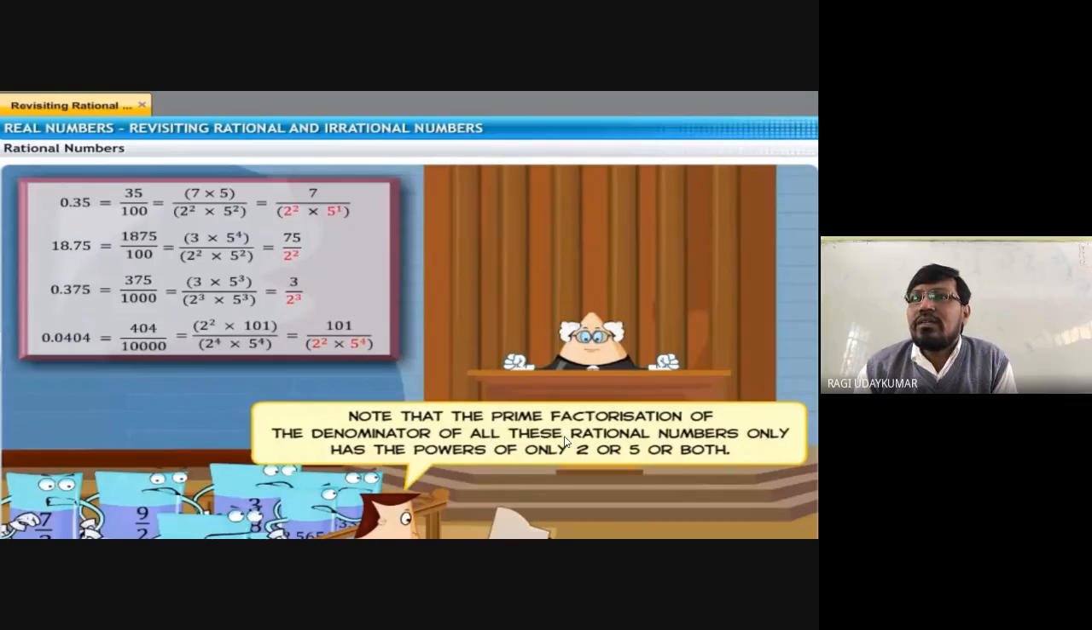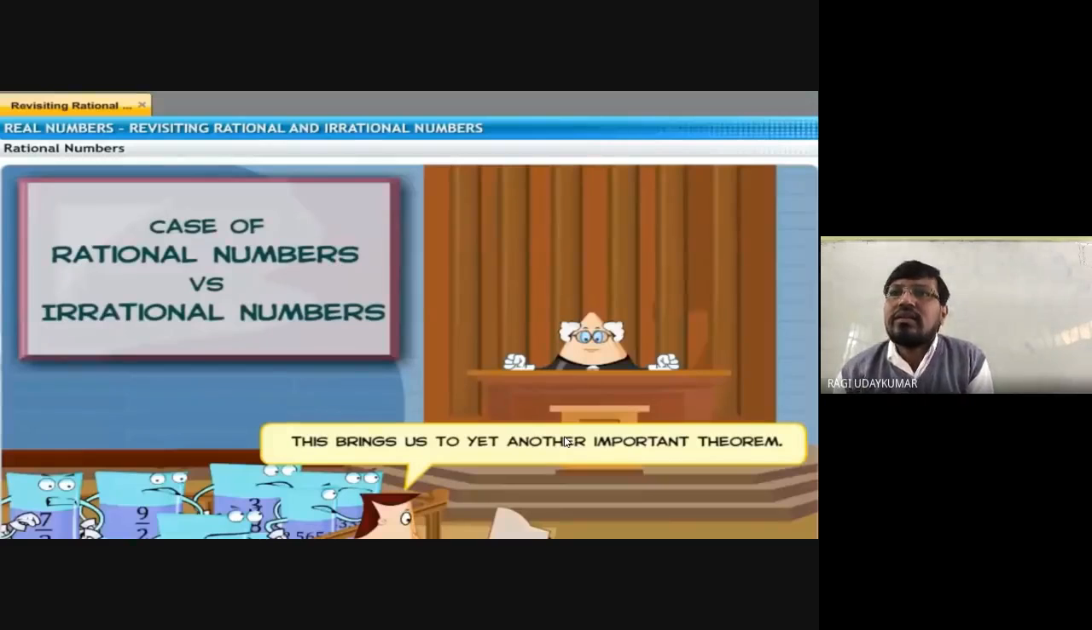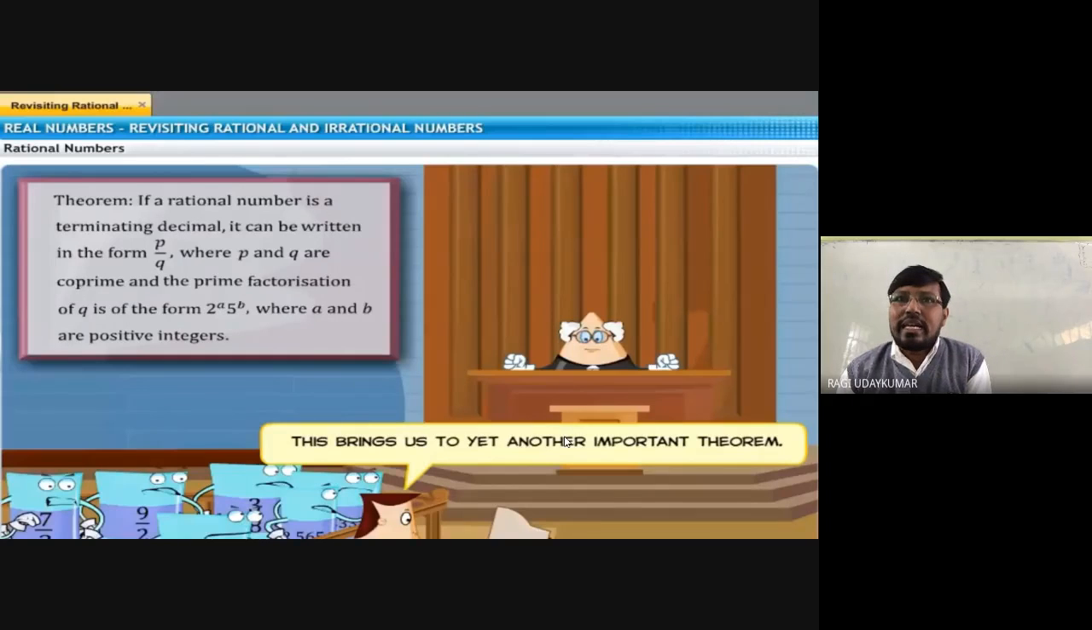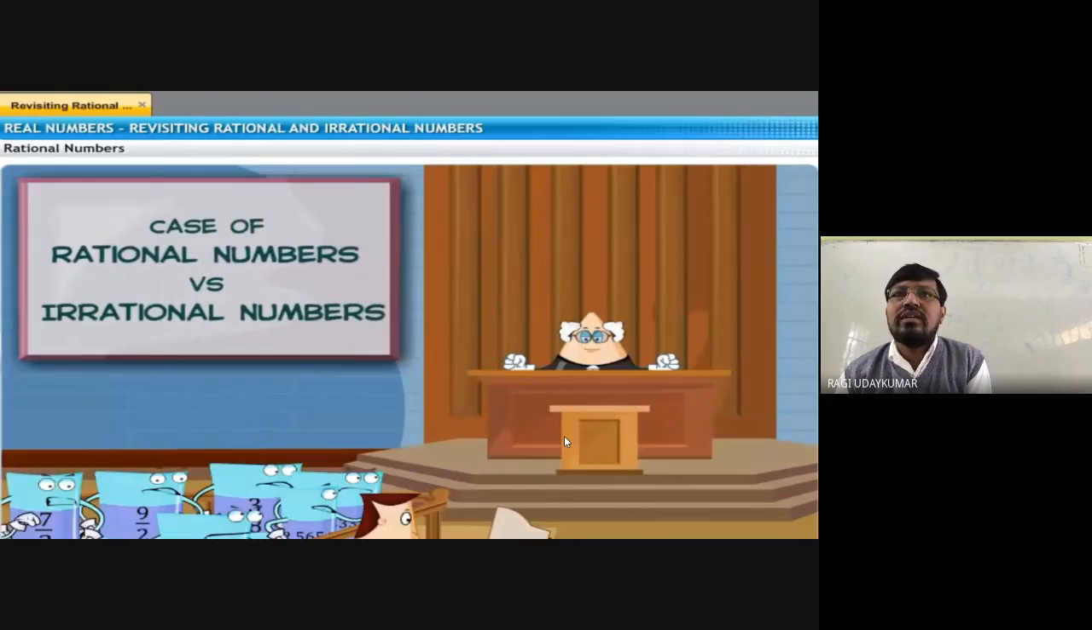So only 2 or 5 or both you are getting in the denominator. 18.75, if you take 75 by 2 square, you are getting... So that means another important theorem: if you are having a denominator, see here, it can be written in the form of P by Q, where P and Q are co-primes, and the prime factorization of Q is in the form of 2 power A and 5 power B, where A and B are positive integers.